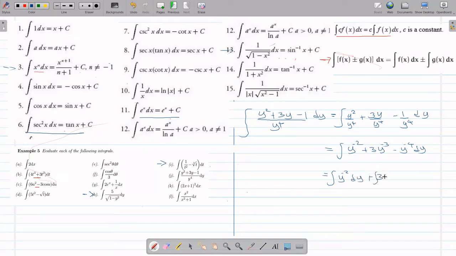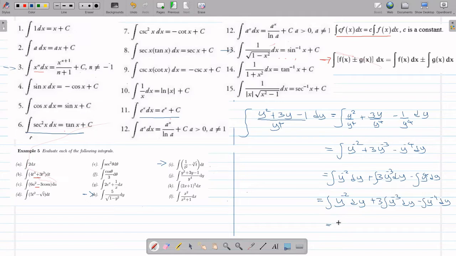Now I'll do one more step of simplification. I can pull out the 3, no? y to the -3 dy. So now here I can use the power rule for each individual one.